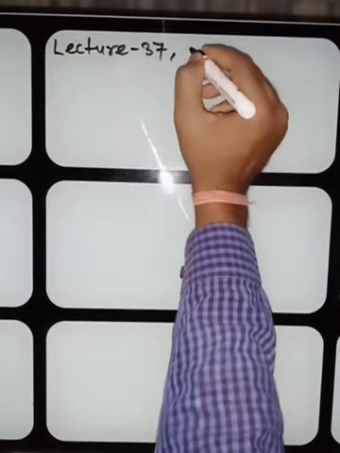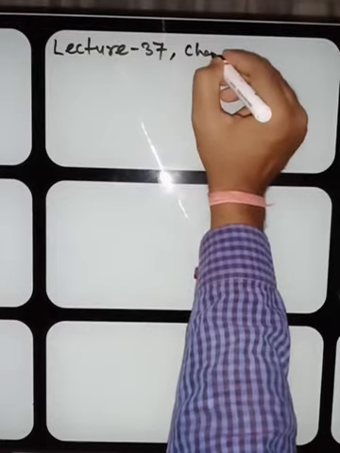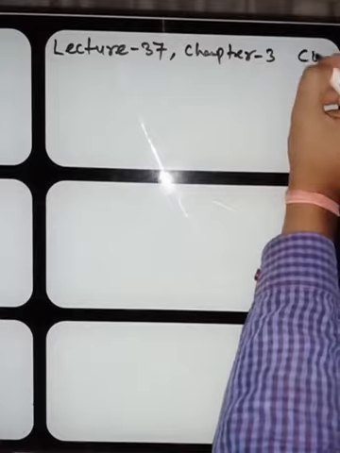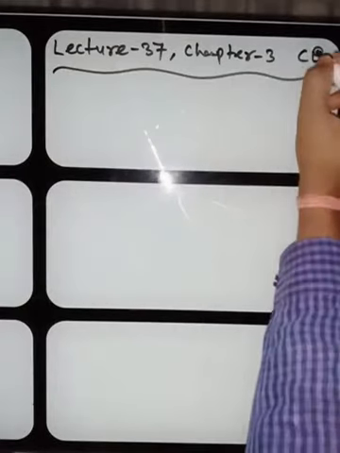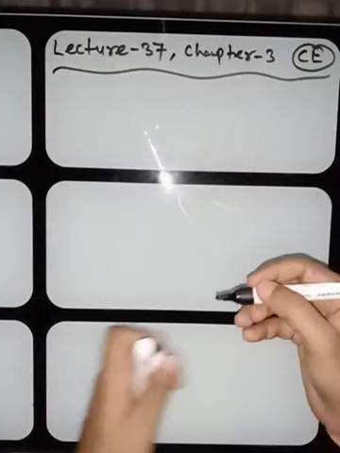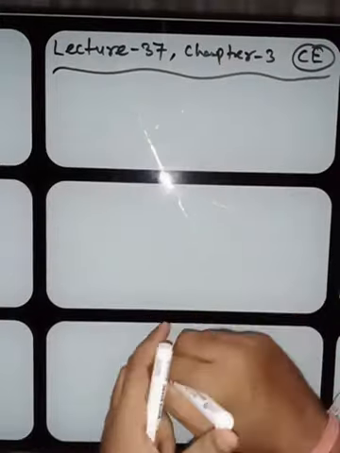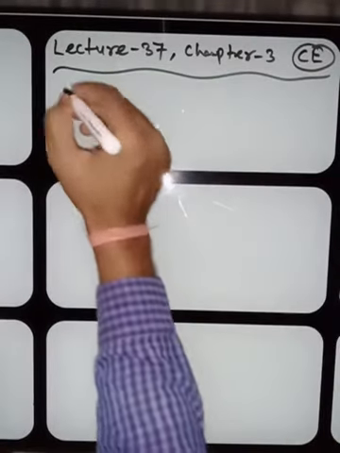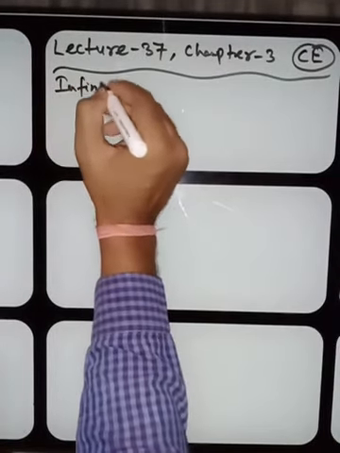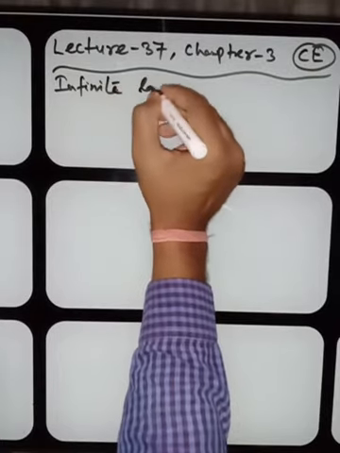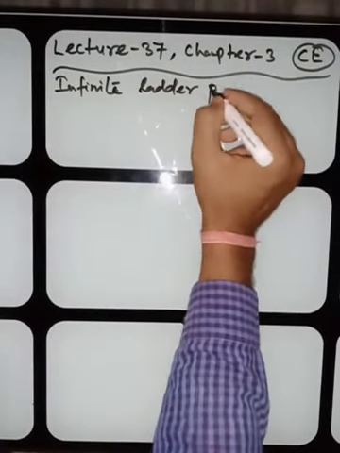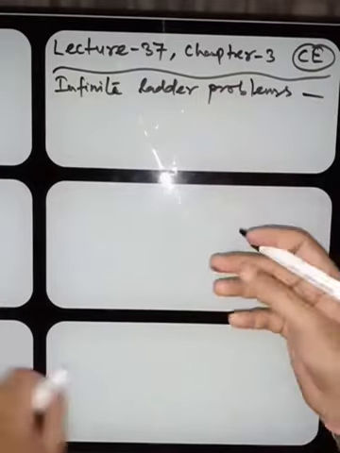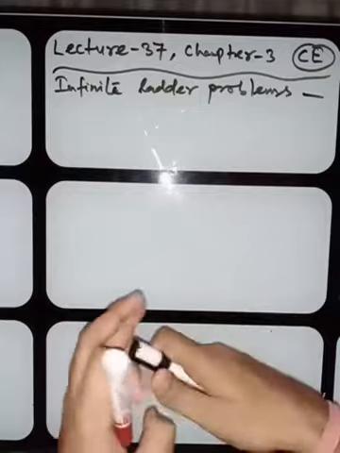Lecture 37 of chapter 3, current electricity. Dear students, today's lecture will start with a question. It is the infinite ladder problem. Two or three problems we will do here, and then we'll move to Kirchhoff's law.